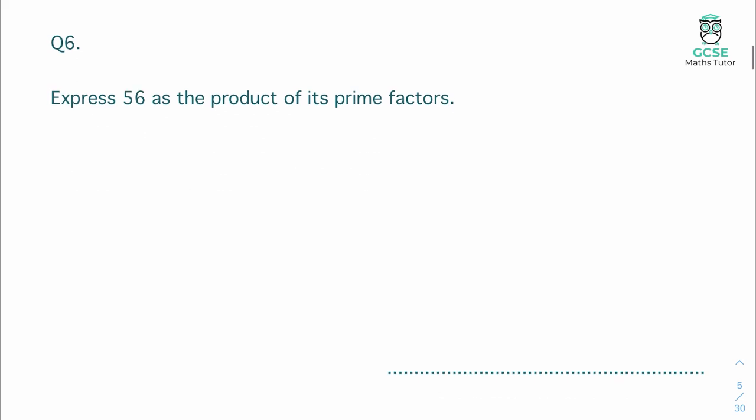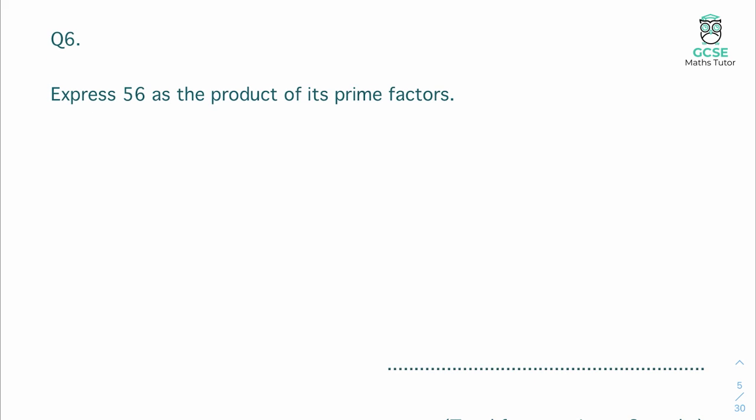Express 56 as a product of prime factors. So for 56, I'm going to write 56. I'm going to do a prime factor tree. I need to get these first two correct. So as it's even, I'm going to divide it by 2. Half of 56, well, half of 50 is 25. Half of 6 is 3. So that'd be 28. 2 is prime, so I'm going to circle that.